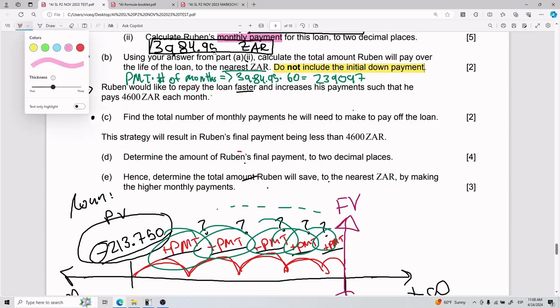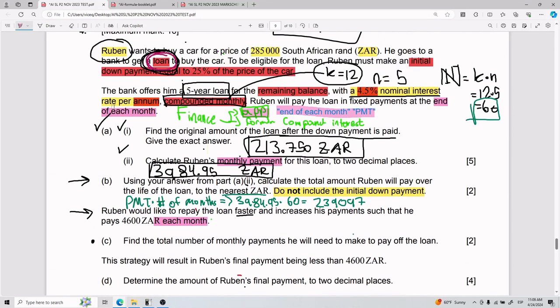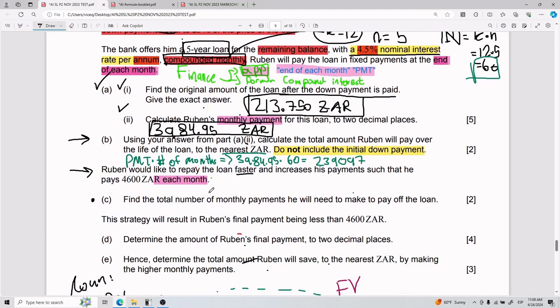Now, I did mention that each month was a buzzword. In fact, I mentioned it up here at the end of each month. So we're talking about our PMT. So PMT used to be around 3,900. Now our PMT, they tell us, is 4,600. So clearly, he's paying more per month. So his loan should get paid faster. There should be less months in it. Okay, that makes a lot of sense.